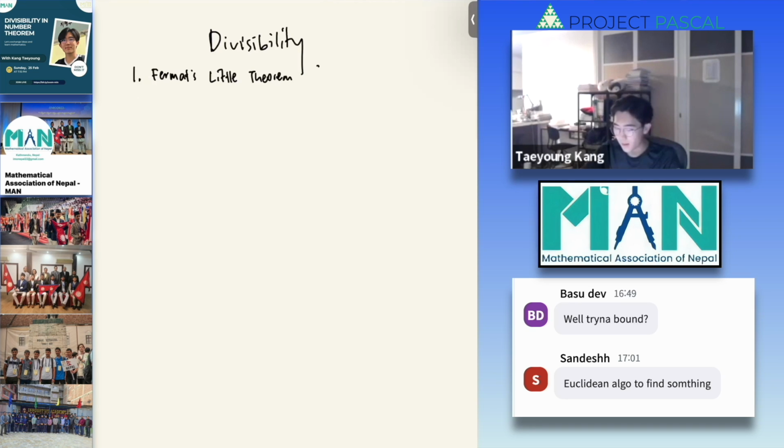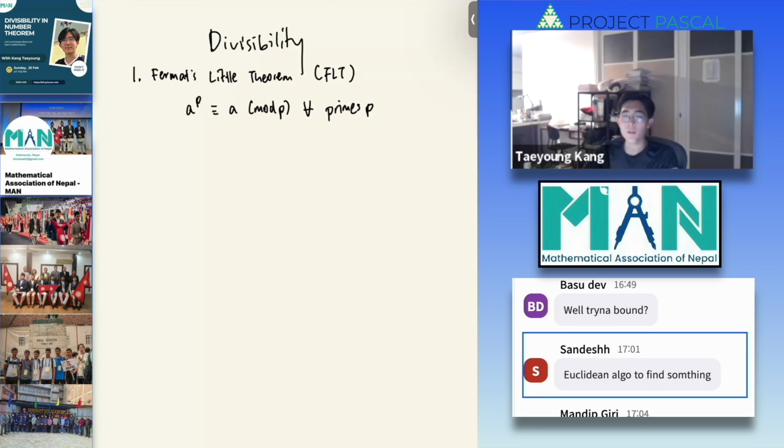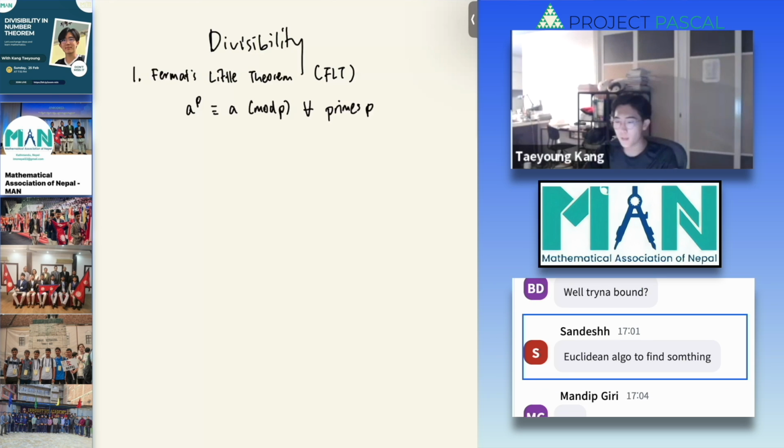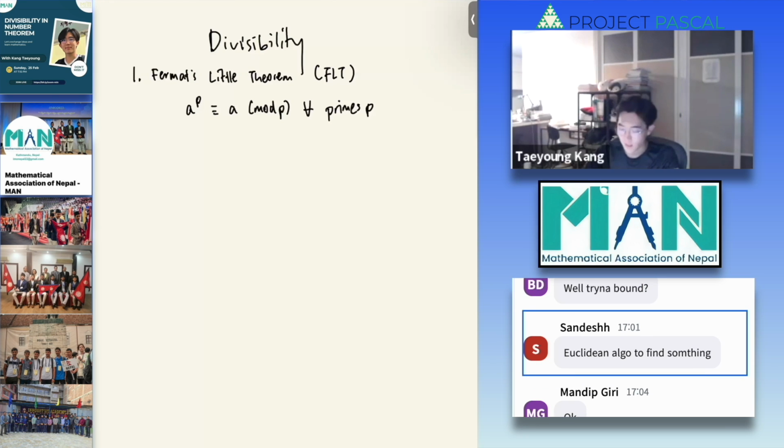Or we call it FLT. Fermat's little theorem states that a to the power of p is congruent to a mod p for all primes p. You may be asking, when is this theorem useful? An instance where this theorem is useful is when you have m to the power of n, where n is a big number, and we're considering a mod of a prime.